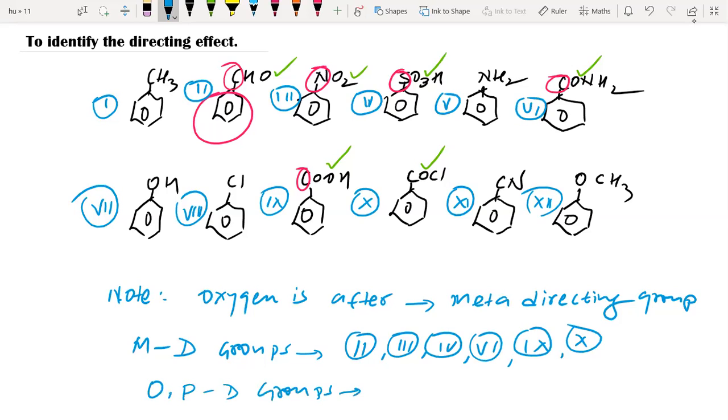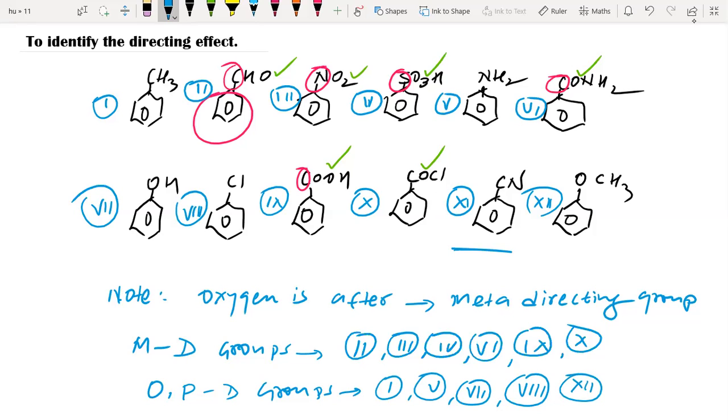So that you can see, the remaining is 1, in the sense toluene, number 5 aniline, and next phenol and chlorobenzene, and next we have 12, that is anisole.